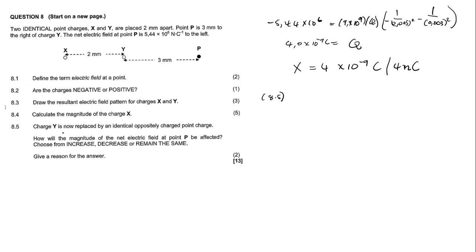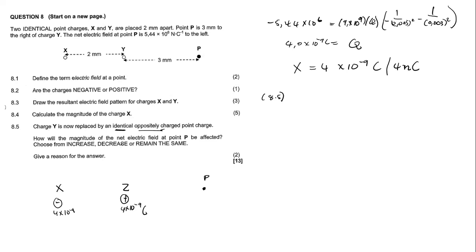Now, 8.5, it says to us, charge Y is now replaced by an identical oppositely charged point. So that means charge Y. Remember, here this was what is happening initially. Here we still have X, and then now I'll call this charge Z, and then here we have point charge, which is still P, but because charge Y was negatively charged, now this will be positively charged, and it is still 4 times 10 to the power of -9 coulomb, as much as here we maintained that negative, because they said charge Y is now replaced by an identical oppositely charged. It's no longer negative, it's positive.